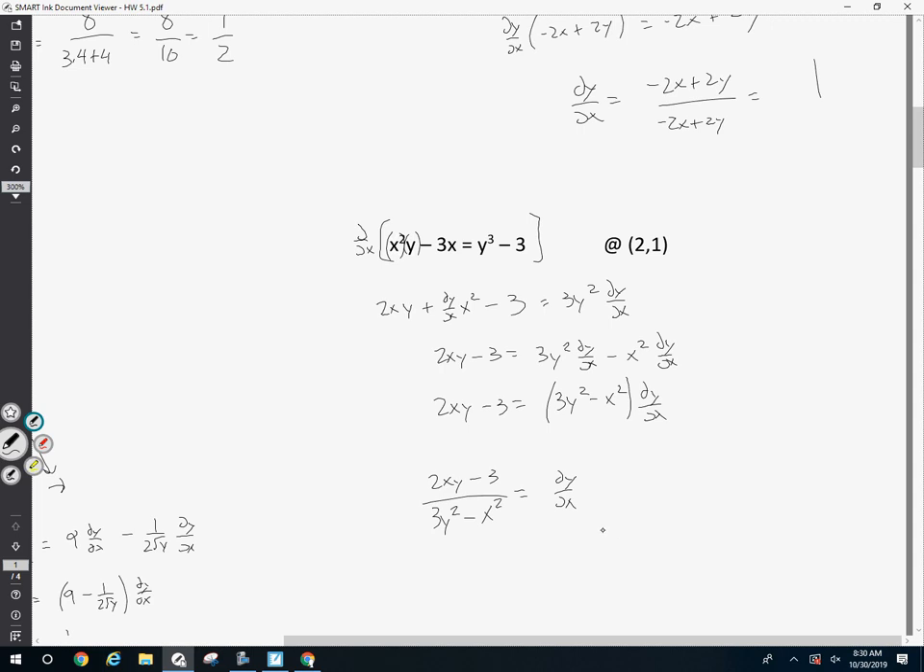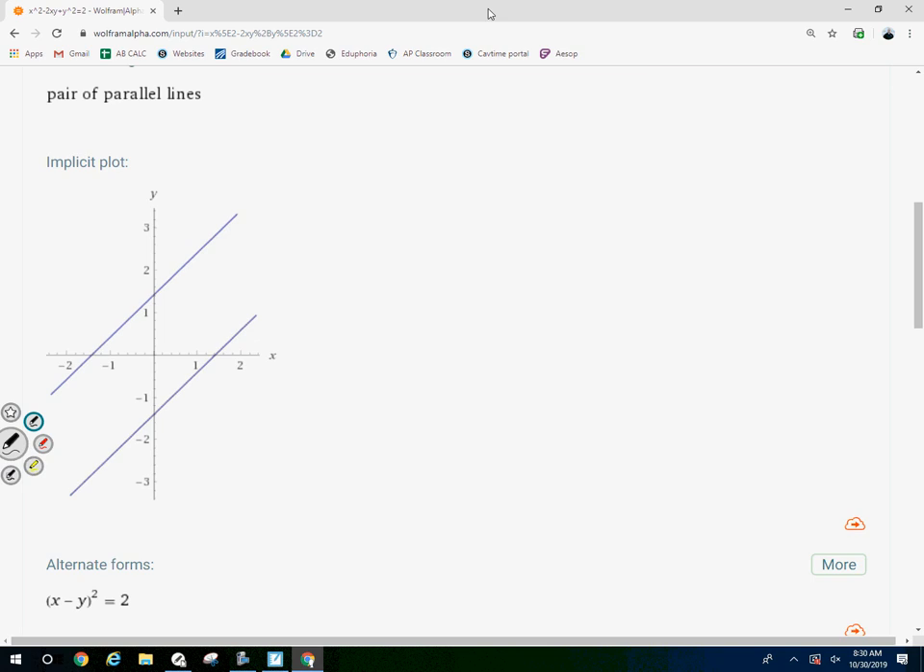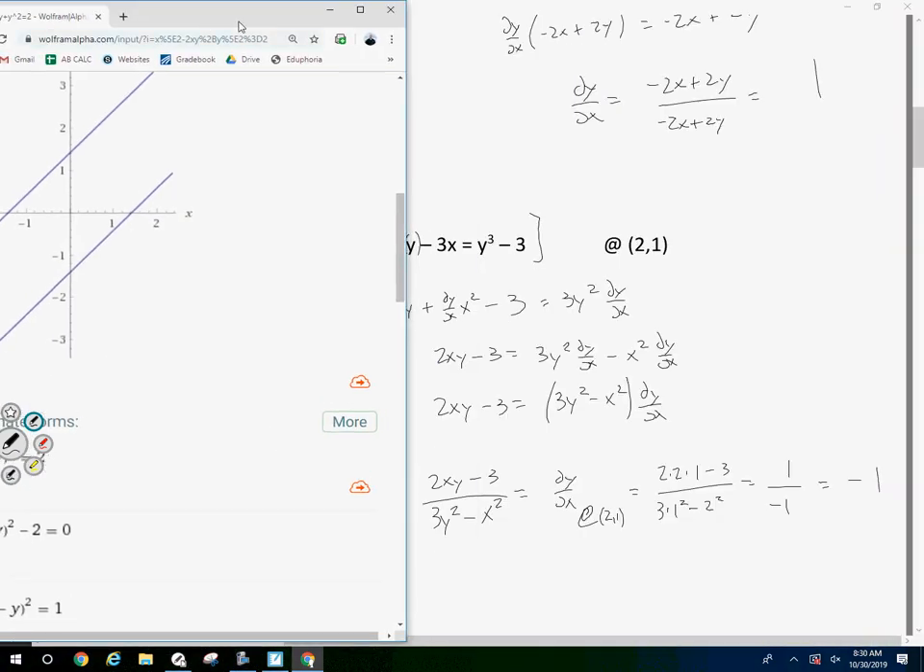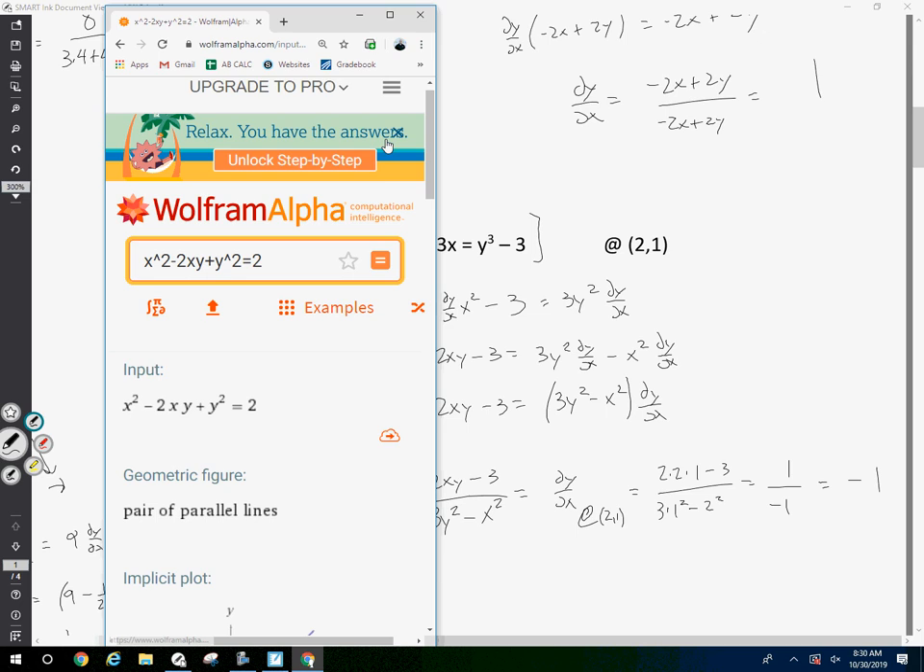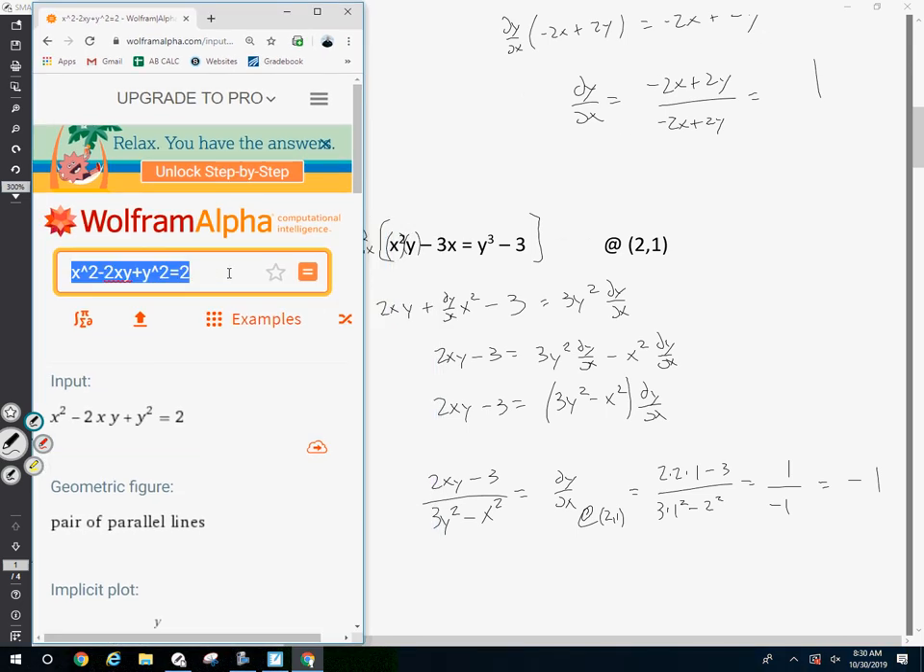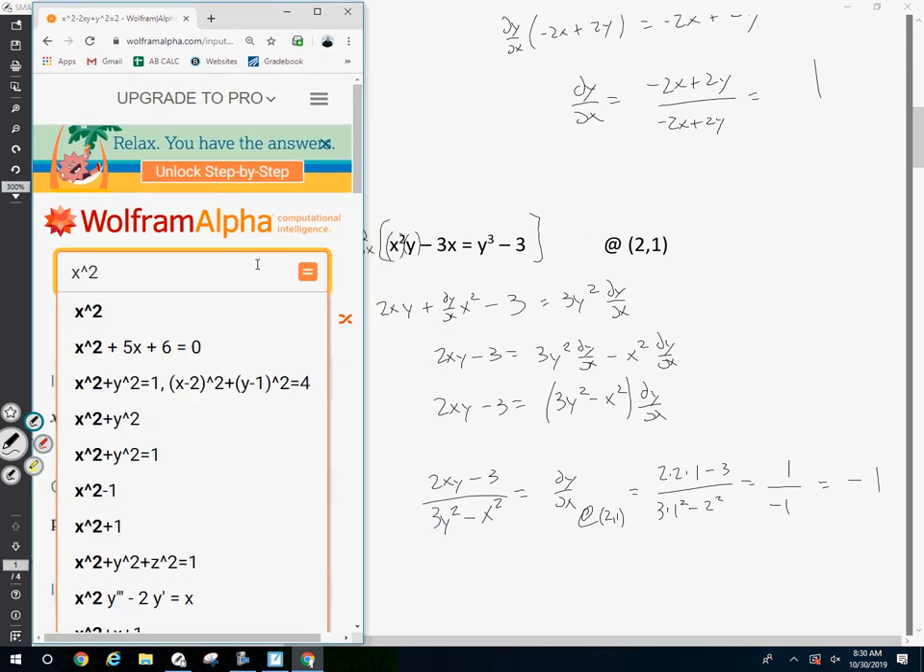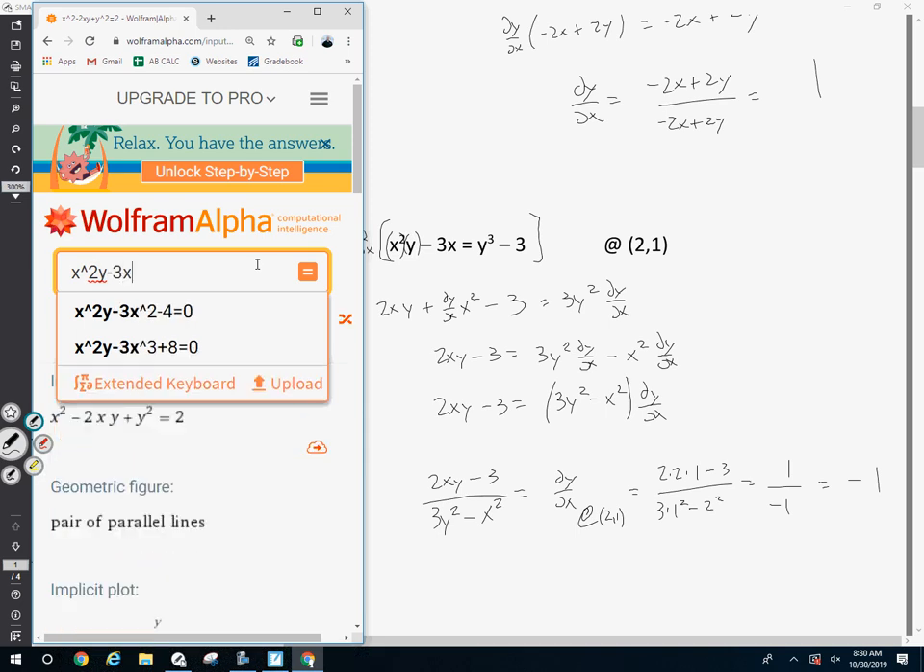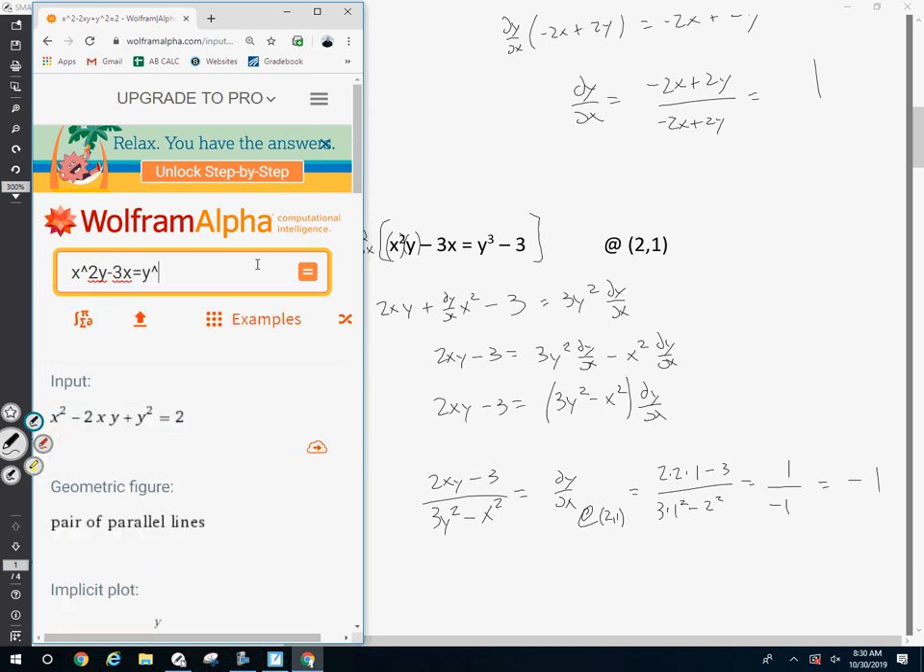We're going to find this at (2, 1). Two times 1 minus 3 over 3 times 1 squared minus 2 squared. So 4 minus 3 is 1. 3 minus 4 is negative 1, so I get a slope of negative 1. Let's look. x squared y minus 3x equals y cubed minus 3.